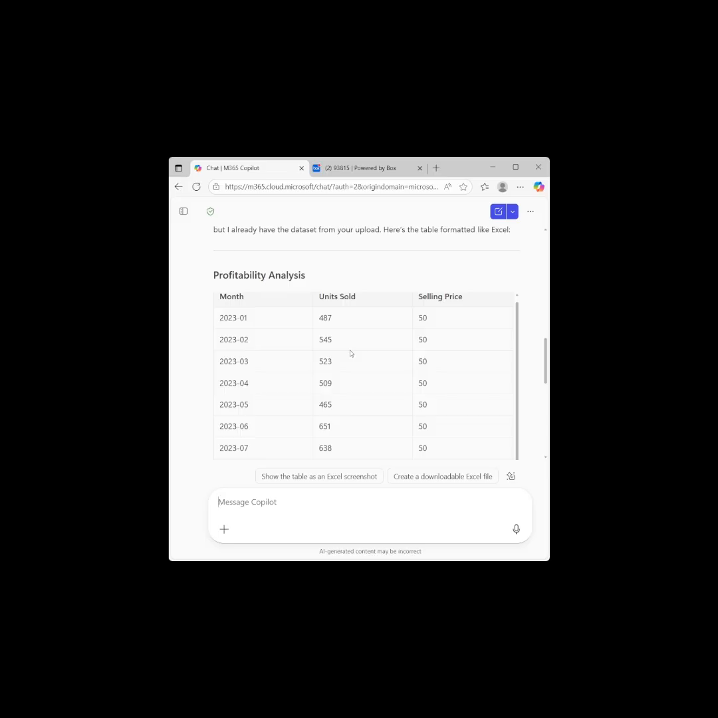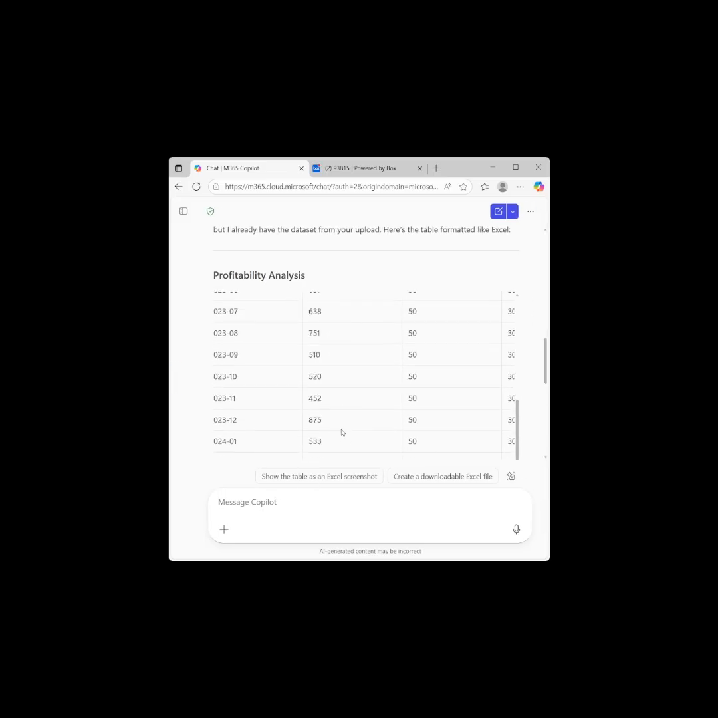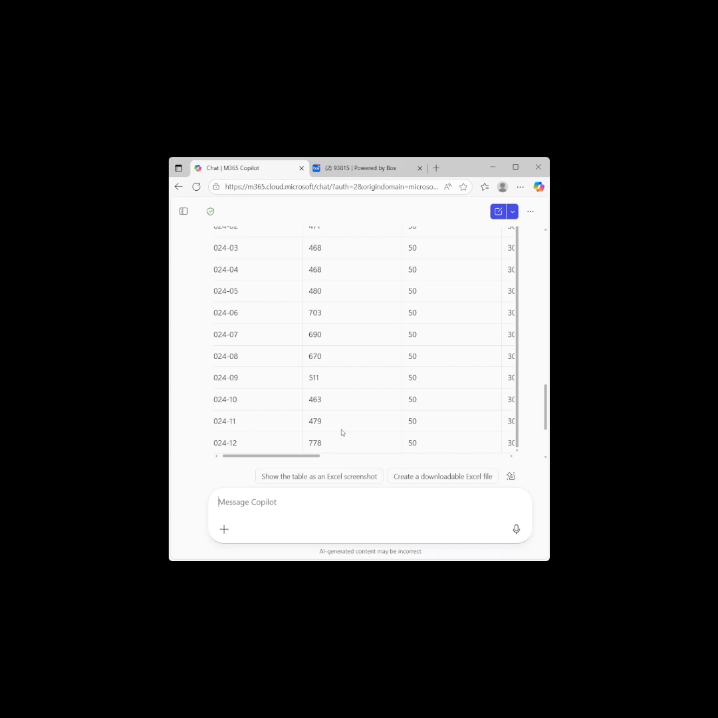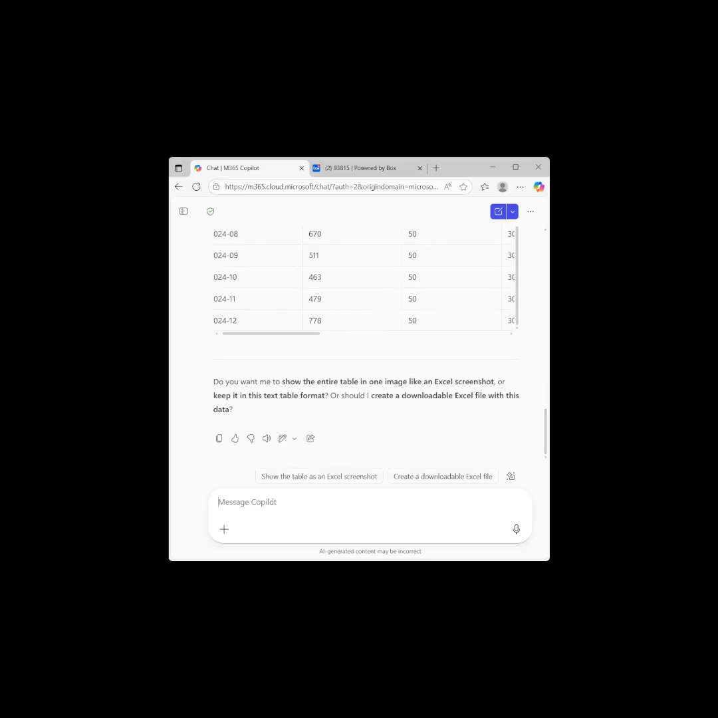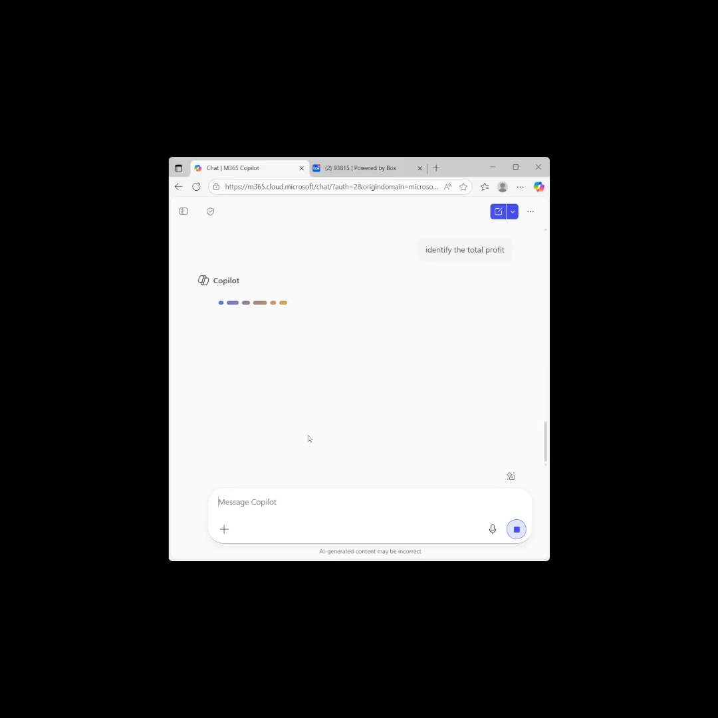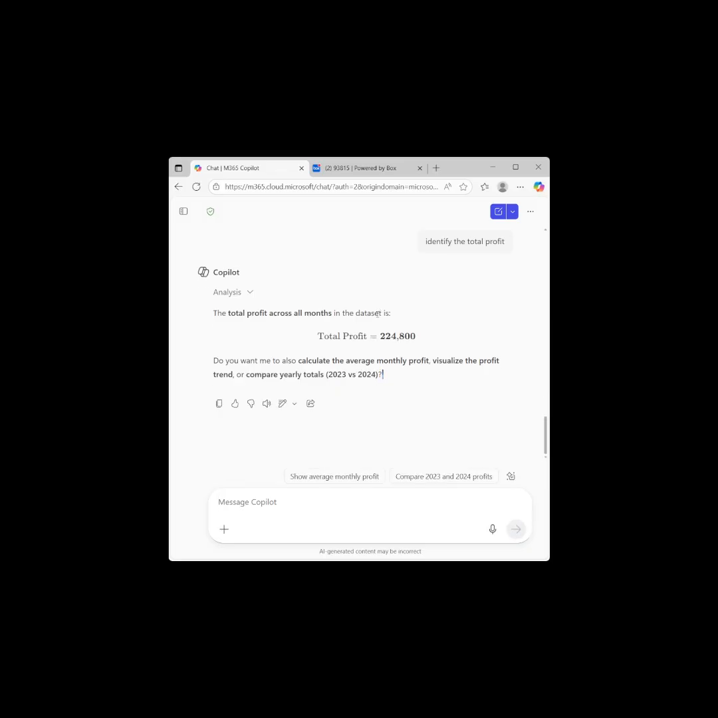So the question we're going to ask is, how do changes in selling price, variable and fixed costs affect the total profit? The first prompt we'll ask is just to identify the total profit. It's going to pull out the total profit for us. And when doing the total profit, we obviously want to get that as a bigger number.